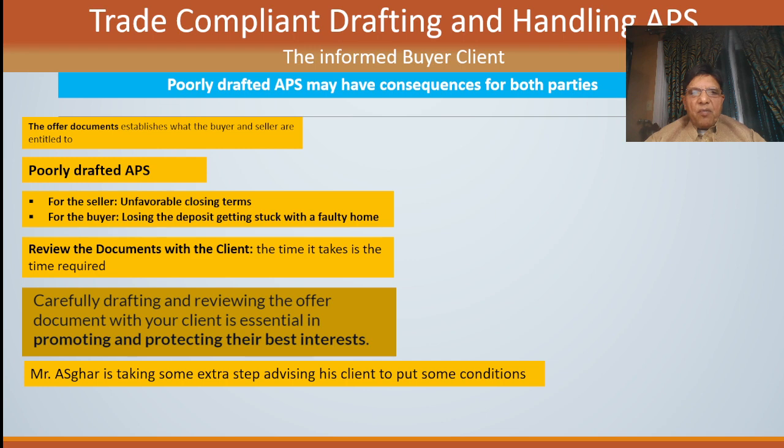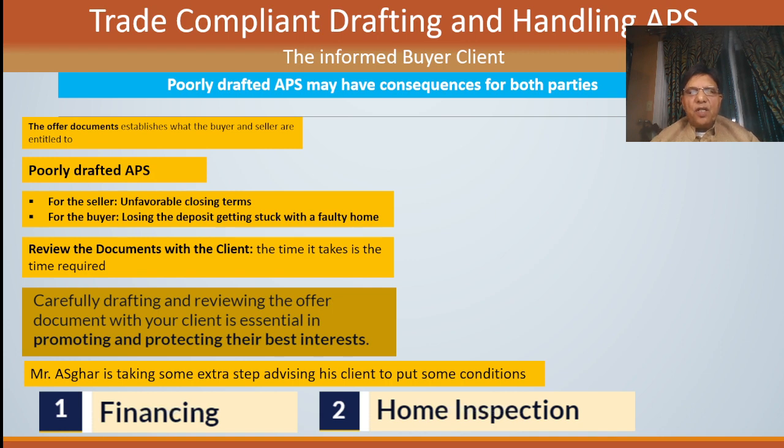Mr. Askar is taking some extra steps, advising his client to put in some conditions. There are two important conditions which need to be looked into. One is the financial and one is the home inspection. Always put these conditions. Your templates may have those, your brokerage might have created those. But if your client asks you to remove them, don't just delete them; cross them out, strike them out, and get the initials in front of those, so that you know that these were there and your client asked for them to be removed.